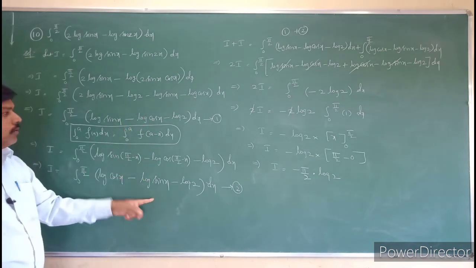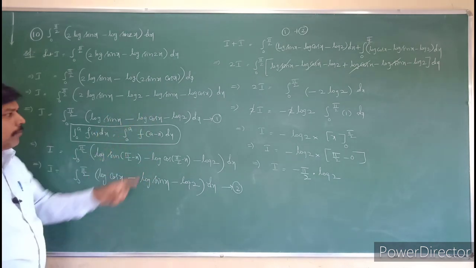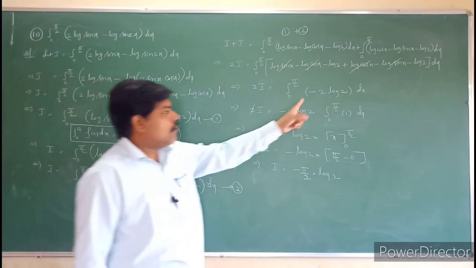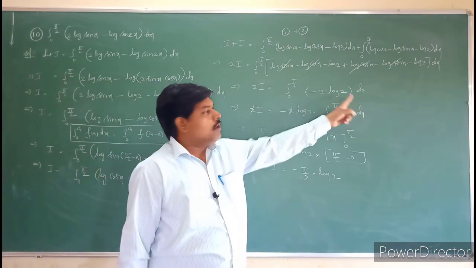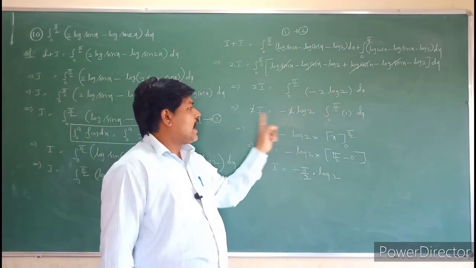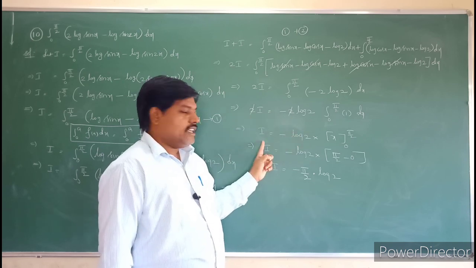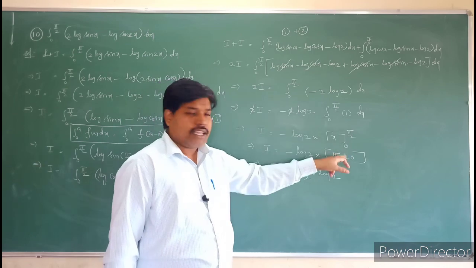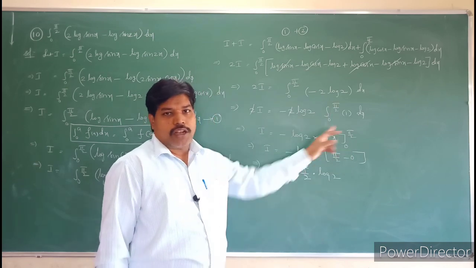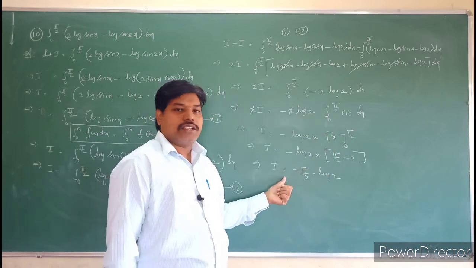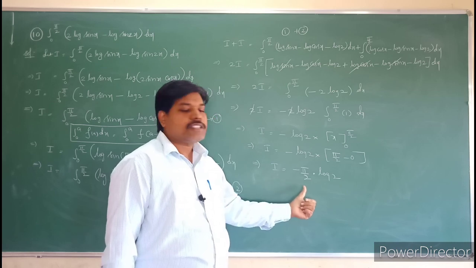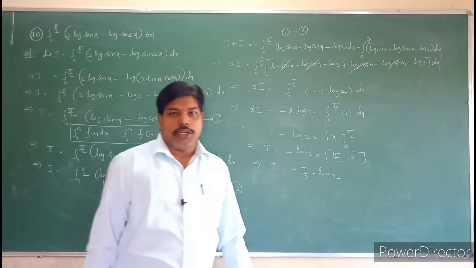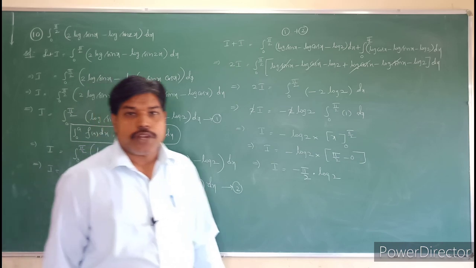So add 1 and 2, these two terms will be cancelled. Minus log 2 minus log 2 will become minus 2 log 2. So take the minus 2 log 2 out and cancel that 2. I is equal to minus log 2 into x. The integral of 1 is x over the limits 0 to pi by 2. Apply the limits, you will get pi by 2. So the final answer is I is equal to minus pi by 2 into log 2. So see that question, students.